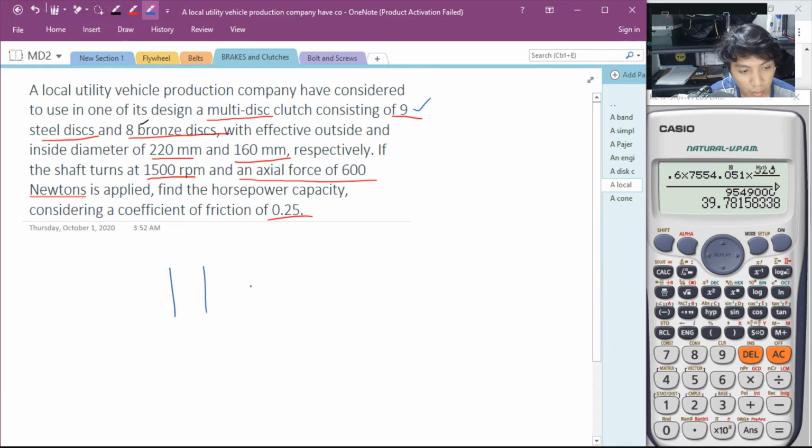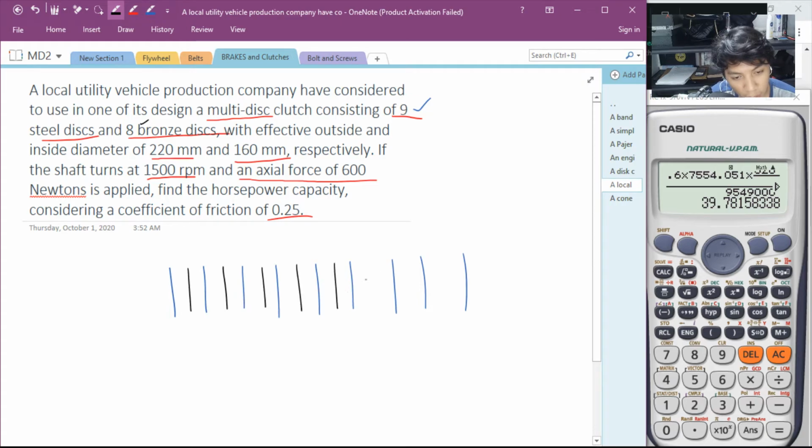1, 2, 3, 4, 5, 6, 7, 8, 9. Tapos ito, 8 dyan. 1, 2, 3, 4, 5, 6, 7, 8. Ngayon, yung will come in contact dyan, mapapansin mo, 9 and 8. Tignan natin dito sa ating formula.